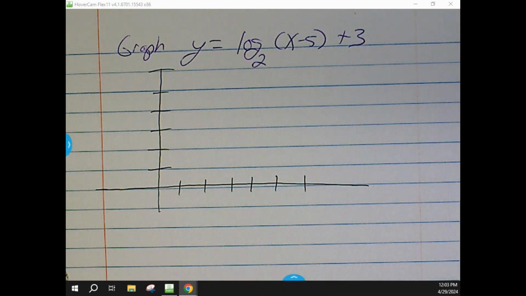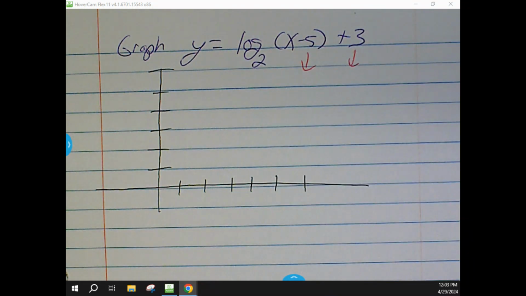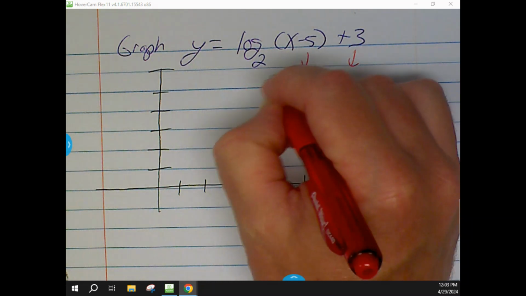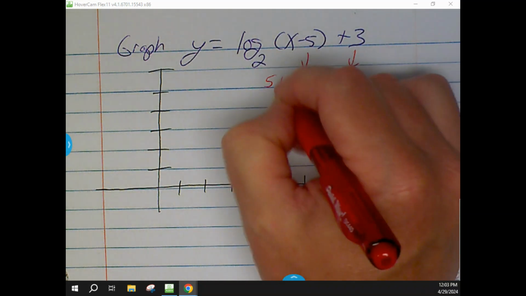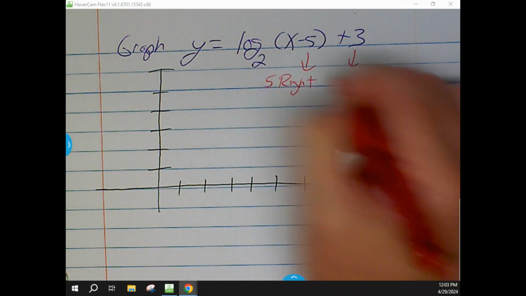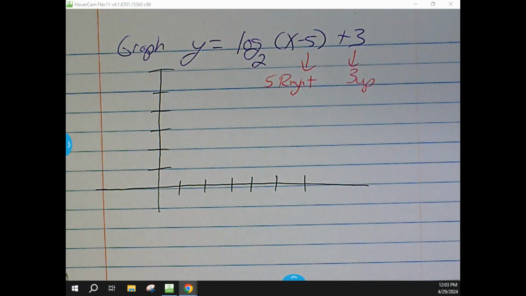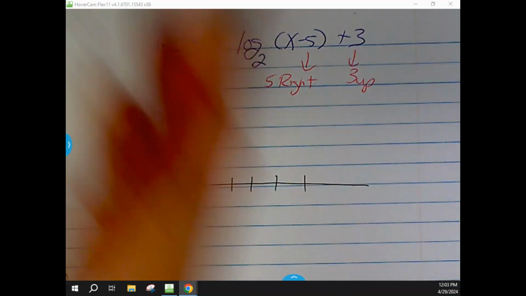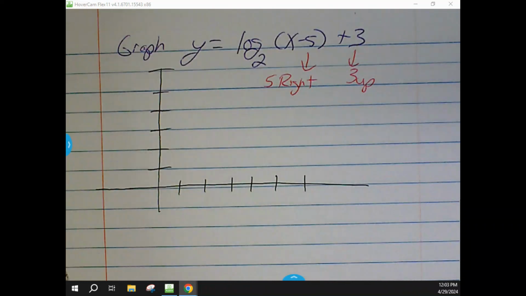Okay, and again, here's what we need for this one. Which way does the 5 and the 3 move this thing? 5 spaces to the right. 3 on the outside, that's your up or down. So 3 up, there we go. So we're just going to take this graph we've got here, and we're going to move it 5 spaces to the right, 3 spaces up.